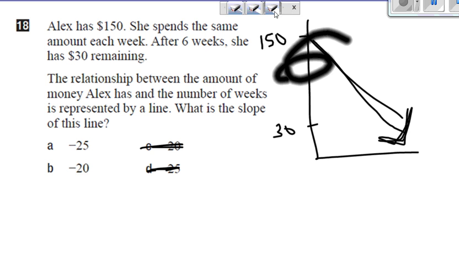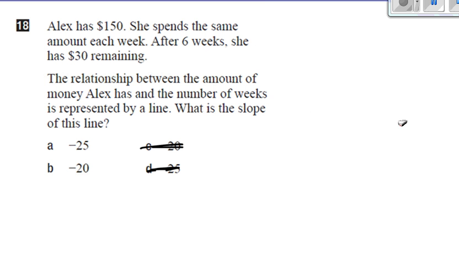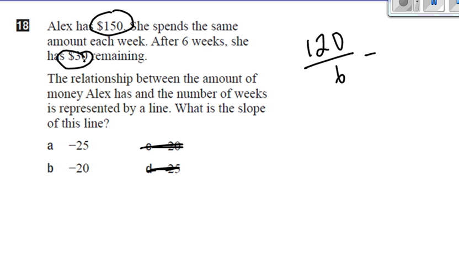Now, the question is at what rate? What is the speed or the slope at which she's losing money? We know that 150 minus 30, she has $120 spent in 6 weeks. And that means she spent $20 a week. And again, it's minus 20 because she's spending it, not gaining it. She's losing money.